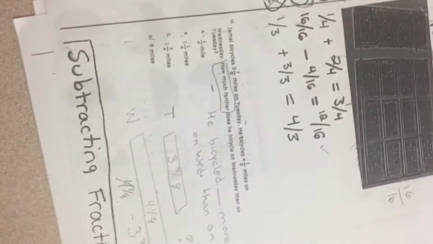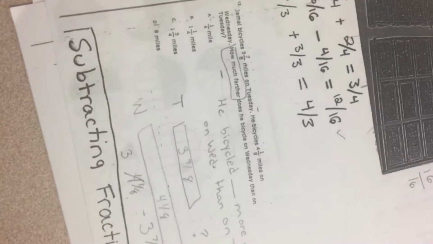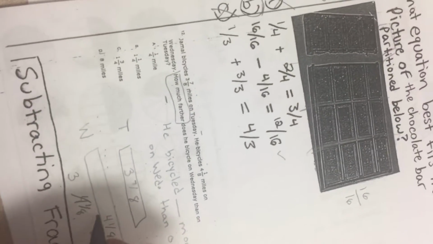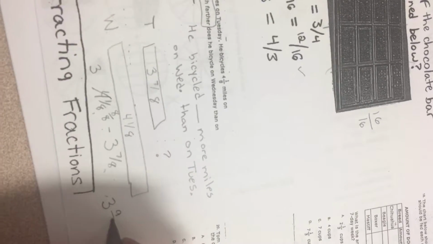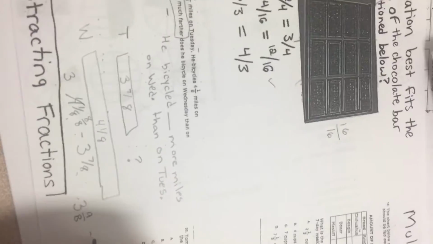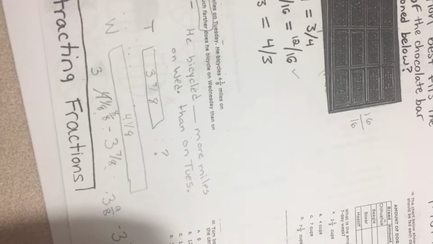So I'm going to take a whole and make that a 3. And then I'm going to add 8/8. So now I have 3, and I'm going to add my 8s. 1/8 plus 8/8 equals 9/8 minus 3 7/8.